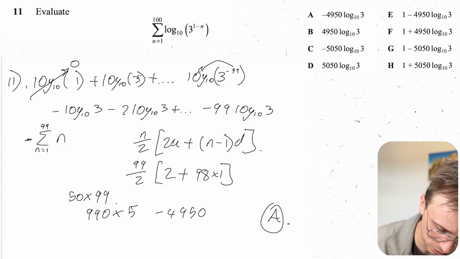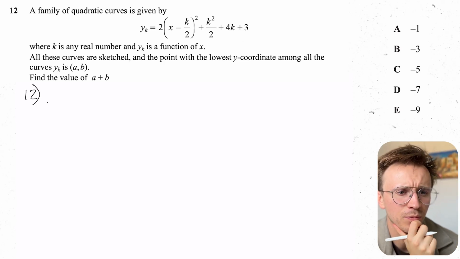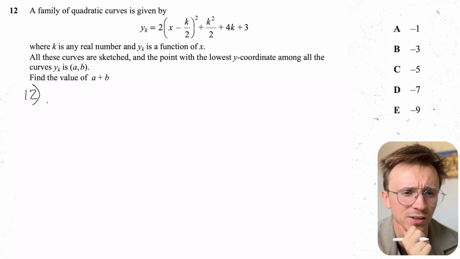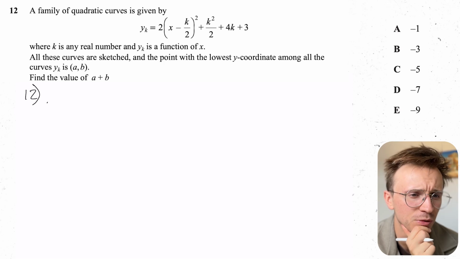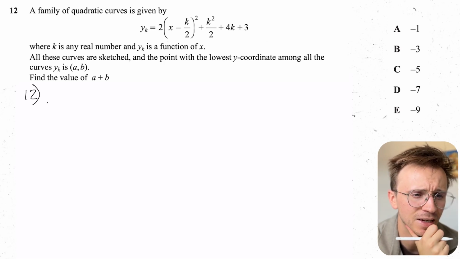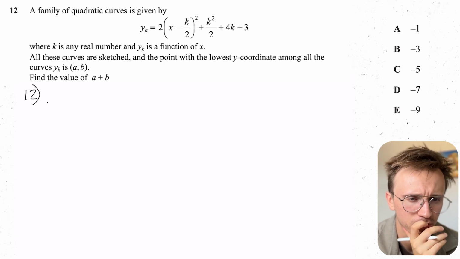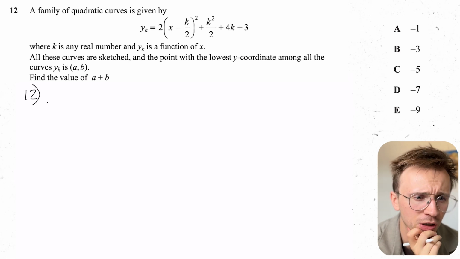So I'm going to go straight to 12. A family of quadratic curves is given by y_k equals 2 times (x minus k over 2) squared, plus k squared over 2, plus 4k plus 3, where k is any real number. All these curves are sketched, and the point with the lowest y coordinate among all of the curves y_k is (a, b). Okay, k is any real number, so not an integer.